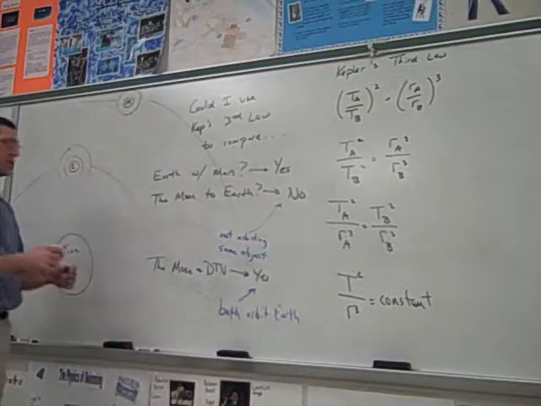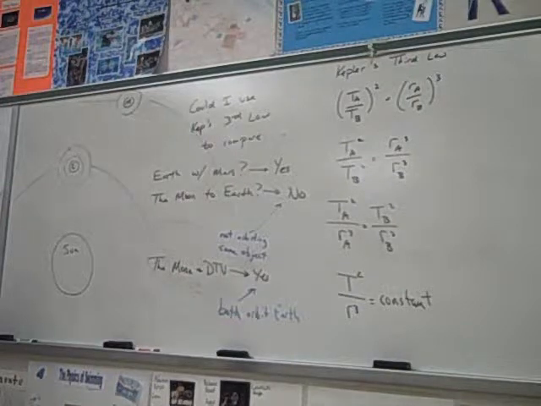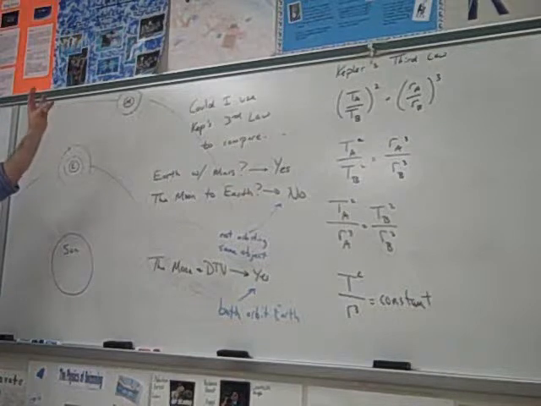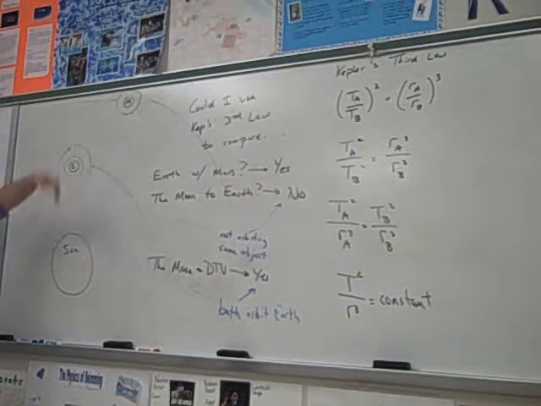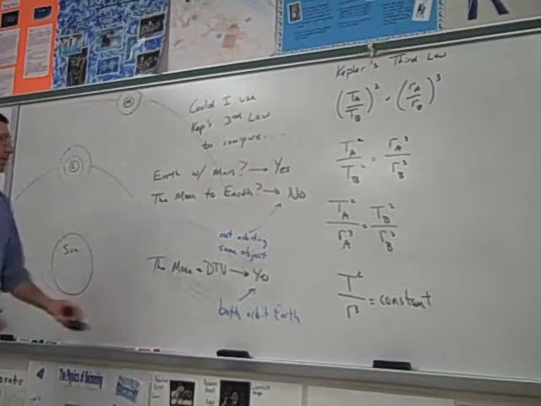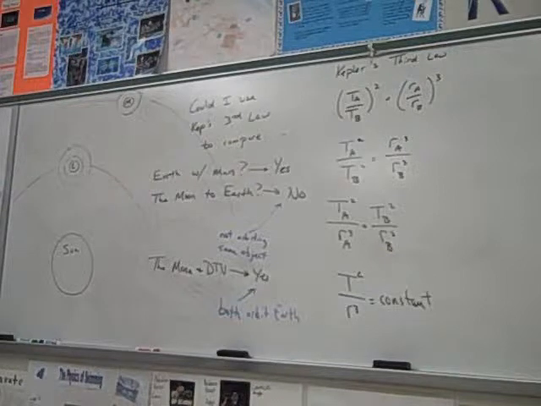So that's important that you realize that. You cannot compare objects that are not orbiting the same thing with Kepler's third law. If I wanted to know something about Mars's moon, I would need to know something about another satellite going around Mars, one of its moons or another satellite. Okay? Everybody got all that? Now let's do something else.